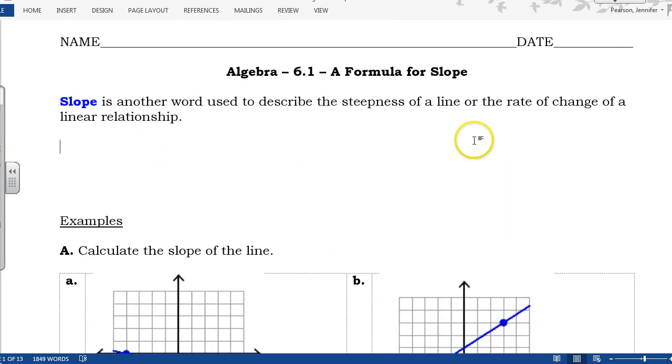So up here, when you look at a graph, the easiest way to get slope is rise over run. Rise is best thought of as the vertical change, so how much it changes moving up and down. And then run would be the horizontal change, basically how far it moves side to side.